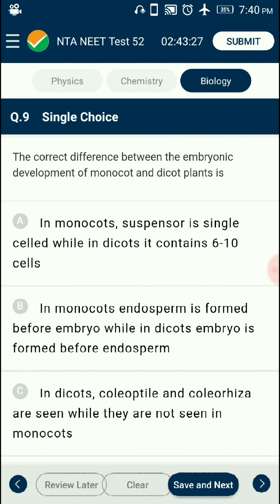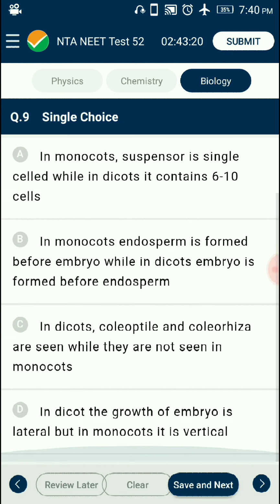Question number 9. The correct difference between the embryonic development of monocot and dicot plants is: in both monocot and dicot, endosperm is formed before embryo. Coleoptile covering the plumule and coleorhiza covering the radicle is seen in monocot embryo and not in the dicot embryo. In monocots, a single cotyledon is formed from the upper cell of the embryo, while the lower cell forms radicle and plumule. Thus, the growth of the monocot embryo is lateral.